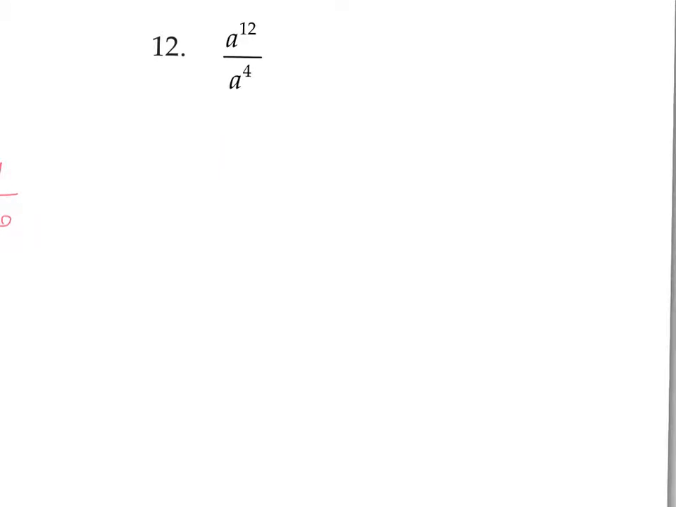All right, on number 12, we have the same base being divided. So the base is still going to be a. To divide, you subtract the exponent. So 12 minus 4, that gives us a to the 8th.